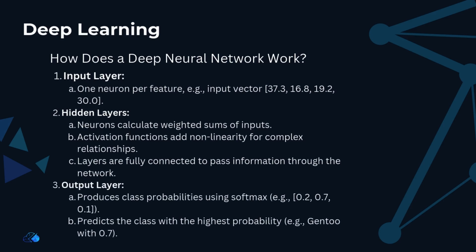And then third, the output layer. The output layer predicts the vector of probability of each class using functions like softmax. For example, the output vector looks like 0.2, 0.7, 0.1, representing the probability of Adelie, Gentoo, or Chinstrap species respectively. And finally, prediction. The class with the highest probability is the predicted species. In this case, the network predicts the Gentoo class because 0.7 is the highest probability.